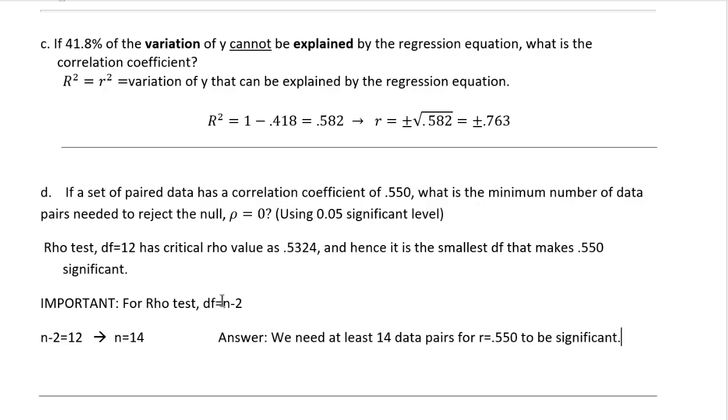So this is a bit tricky because it's reversing the role of the usual rho test. Usually you're given the n and the rho, and you have to find out whether there is a correlation or not. But here it's the opposite. You're looking for the n where this becomes significant.